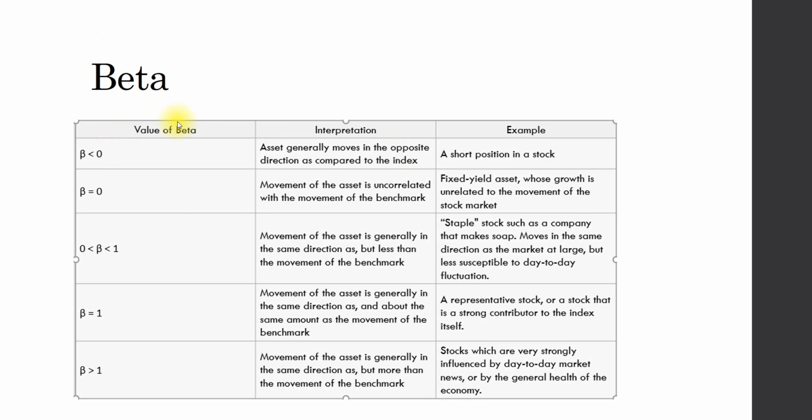This chart shows you an overview of beta and the signs you may see for beta, how to interpret that, and an example of where you would see that. Notice the first line we did not discuss. A beta of less than 1 would actually imply a short position of a stock.